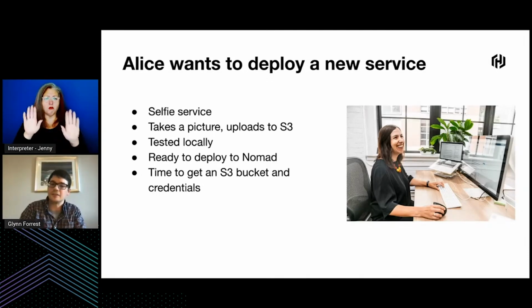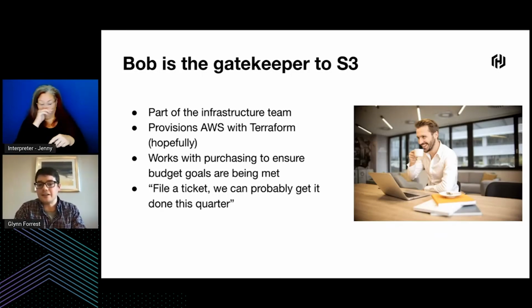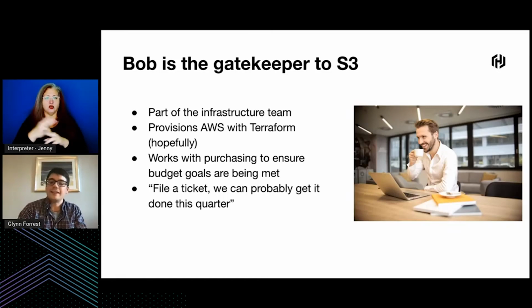So now it's time to deploy it to Nomad. And to do that, she needs to get some credentials for a new S3 bucket. So it's time to ask the infrastructure team. Now, Bob is on this team, and he is going to work with budgeting and accounting and all these other departments to make sure that this change is allowed. And to get that done, he's obviously going to use Terraform, but he also needs Alice to file a ticket.